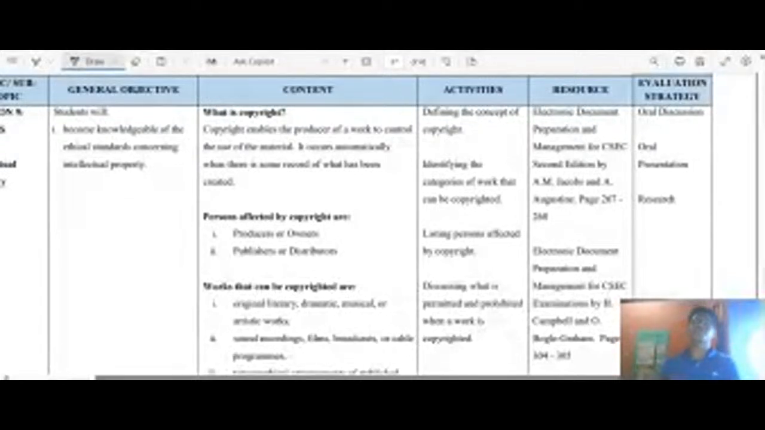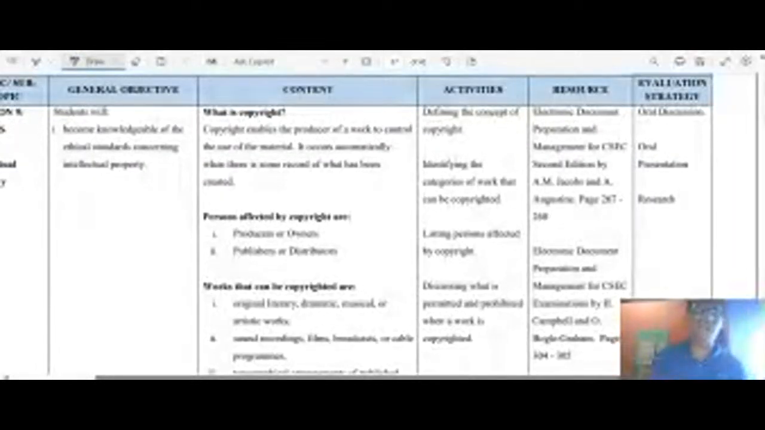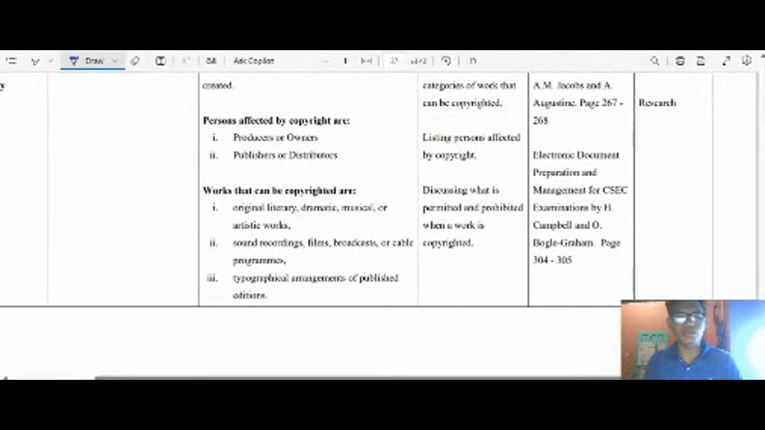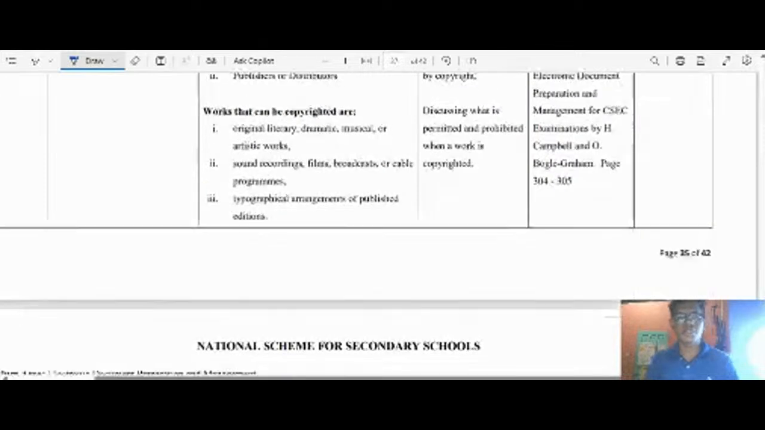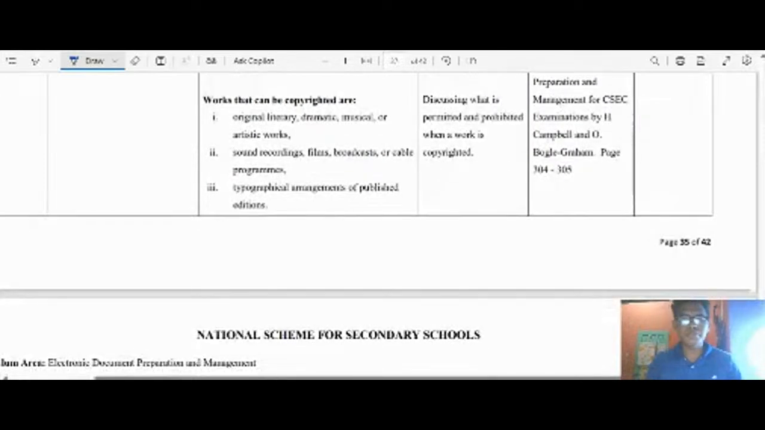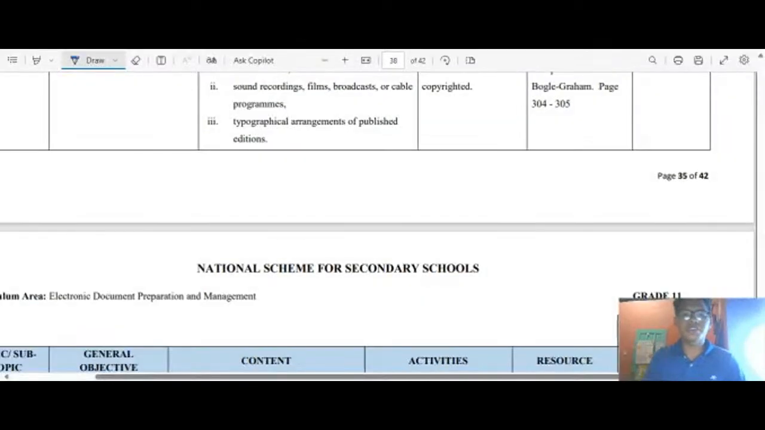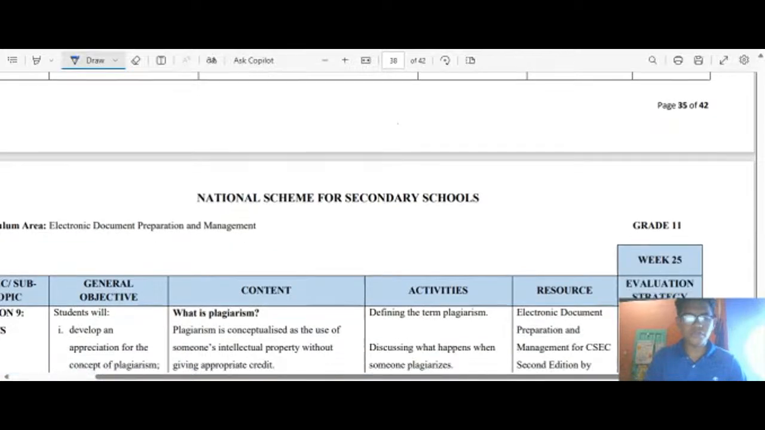So, what is copyright in the most simplistic of terms? Copyright enables the producer of a work to control the use of the material. It occurs automatically when there is some record of what has been created. Persons affected by copyright are producers or owners, publishers or distributors. Works that can be copyrighted are original literary, dramatic, musical, or artistic works, song recordings, films, broadcasts, or cable programs. There's also the typographical arrangements of published editions.